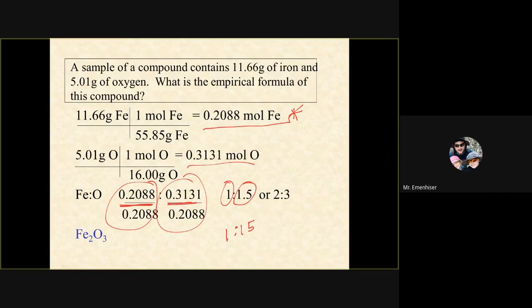Now, if I multiply them both by 2, then that becomes 1 times 2, which is 2. And then 1.5 times 2 is 3. So I know that my ratio between my iron to oxygen is 2 to 3. And so my formula is Fe2O3. That's the simplest ratio. And you guys should be able to tell me what kind of iron that is.